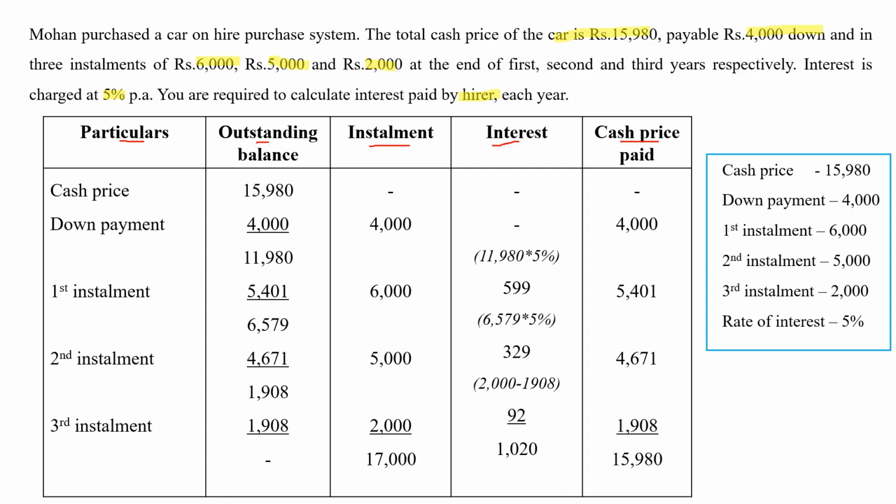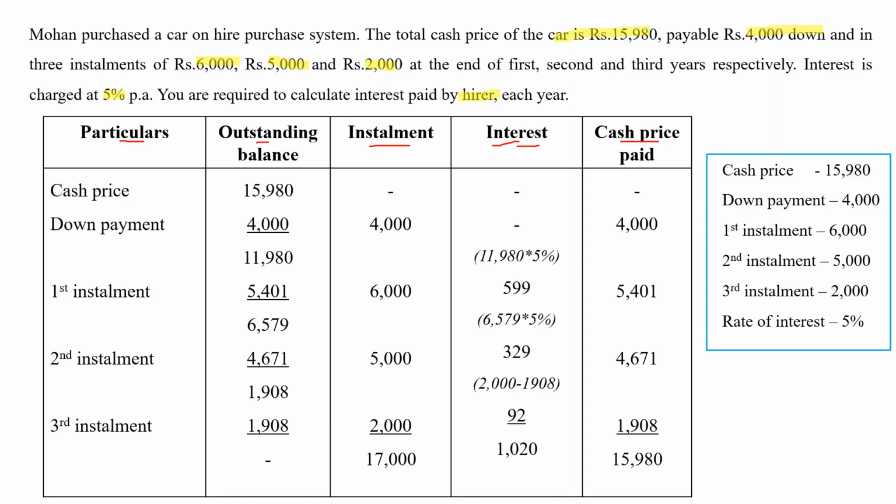Outstanding balance. In this outstanding balance column, we are going to write the amount that is due or pending, the amount that is yet to be paid by the buyer to the seller. That is the outstanding balance. In the installment column, we are going to write the installment amount. In the interest column, we are going to write the interest, and in the cash price paid column, we are going to write the cash price that is paid by the buyer to the seller in each installment.